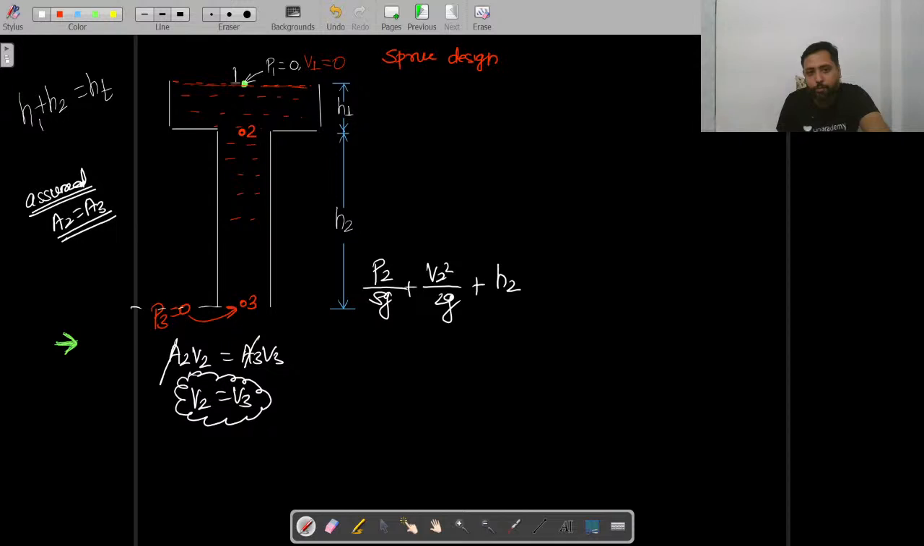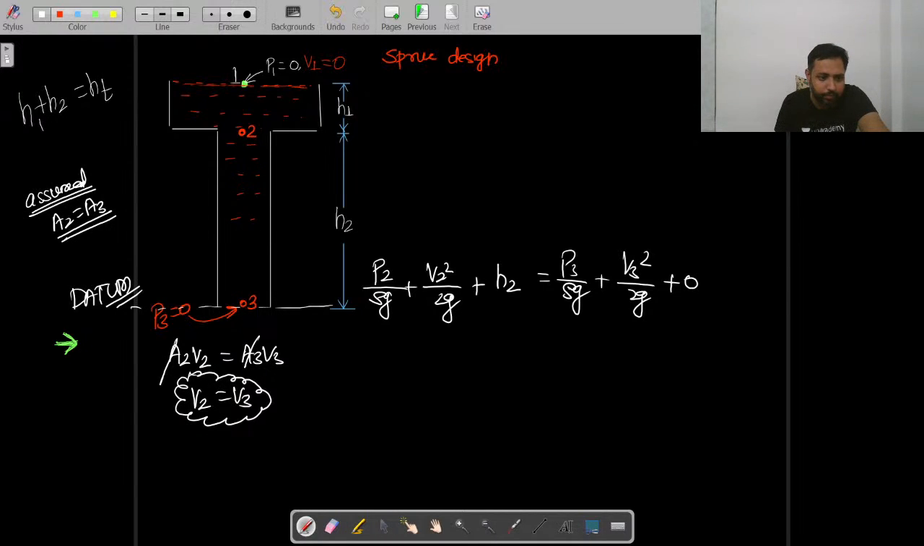Let us say this point over here I am taking as datum, that will be equal to P3 by rho g plus V3 square upon 2g, and plus from datum the height is 0. Since V2 and V3 are equal, we can simply neglect these terms, and P3 is 0, so this will become 0, or P2 will become minus rho g H2. Yes, P2 will become minus rho g H2.